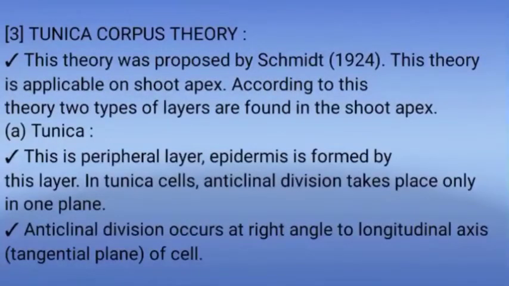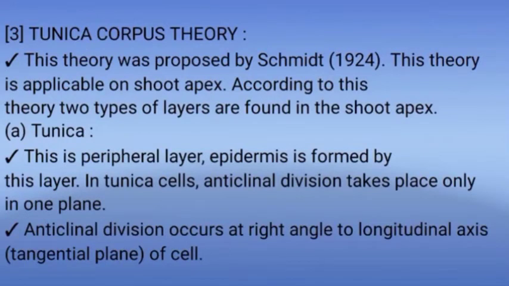Tunica corpus theory. This theory was proposed by Schmidt. This theory is applicable to shoot apex. According to this theory, two types of layers are found in shoot apex. Tunica. This is the peripheral layer. Epidermis is formed by this layer.